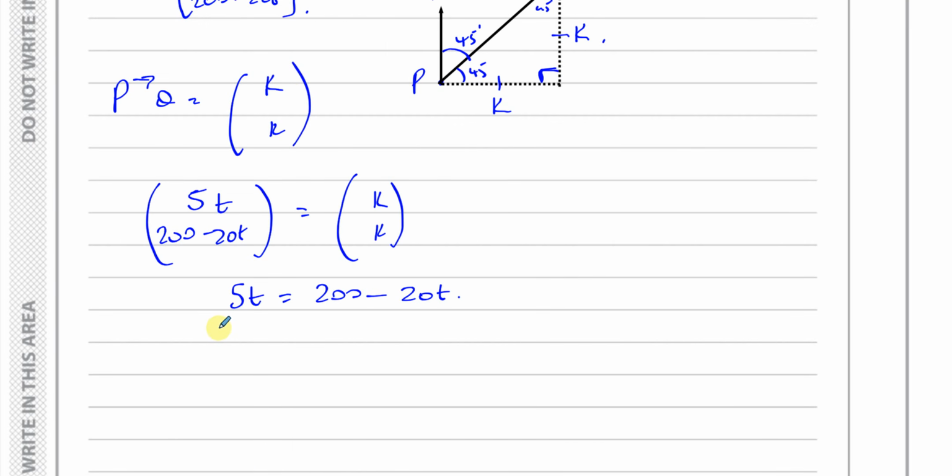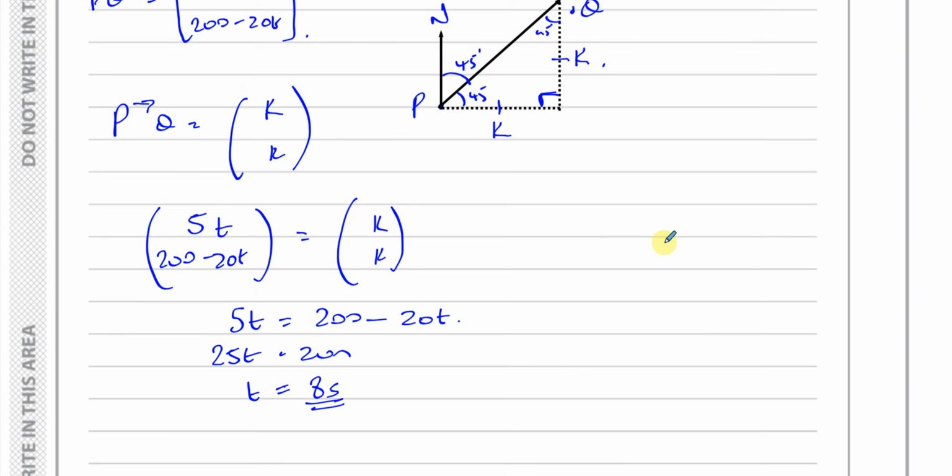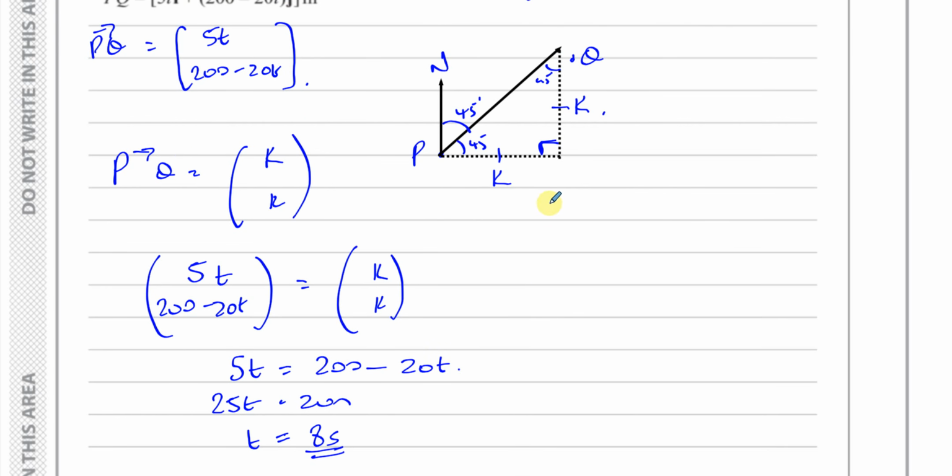So I'm going to add 20t to both sides, so I'll have 25t equals 200. Divide both sides by 25. So I have 200 divided by 25, which is 8. So it's 8 seconds when Q is northeast of P. Therefore I can find what the vector from P to Q is. When t equals 8, P to Q is going to be 5 times 8 over 200 minus 20 times 8.